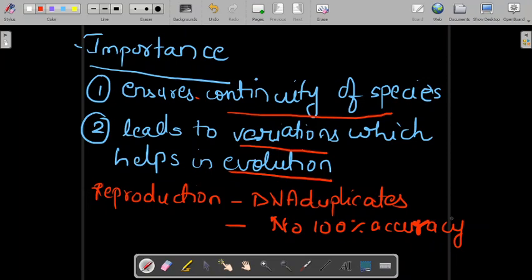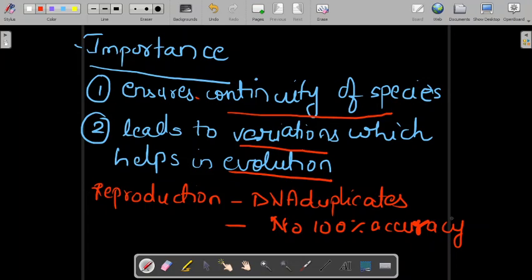Hence these variations are important because they lead to evolution. The one particular generation which has the ability to survive in the changing environmental condition will live. Others may become extinct, may die because they are not able to survive, and the survivors may further reproduce, and they will lead to evolution. They will form some new organism, and hence it leads to evolution.